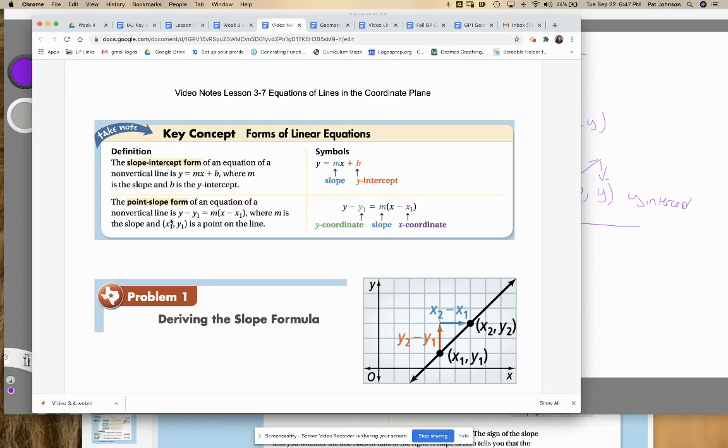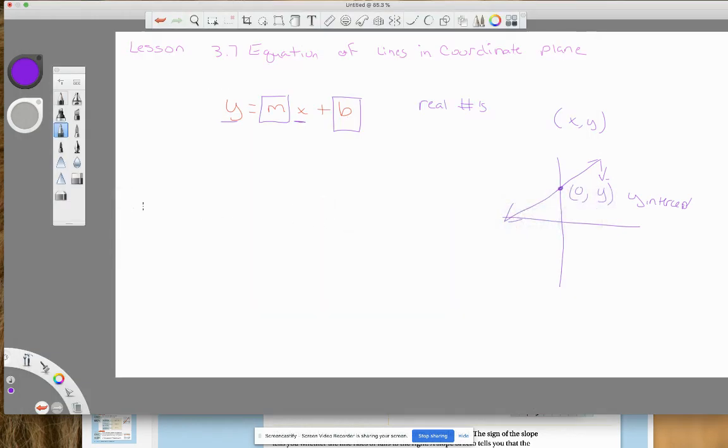All right, then we have point slope of a non-vertical line. The equation is going to be y minus y1 equals m times x minus x1, where m is the slope and x1 comma y1 is some point on the line. All right, so x1 is the x-coordinate of that point and y1 is the y-coordinate. So point slope is y minus y1 equals m times x minus x1.